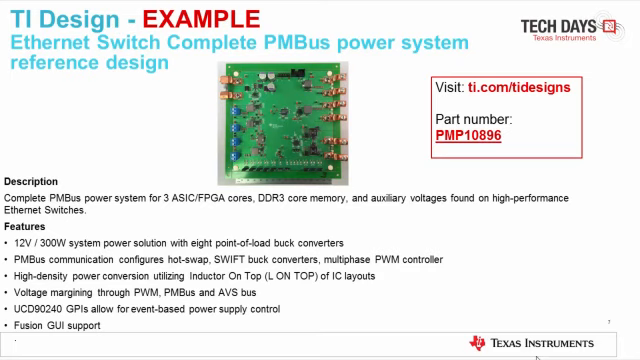It uses PMBus communication to configure all the PMBus ICs from the hot swap to the SWIFT buck converters to the multi-phase PWM controllers. And it enables very high power density power conversion utilizing inductor on top designs to minimize XY area. Voltage margining through PWM, PMBus, and AVS bus is also offered. The UCD90240 GPIs allow for event-based power supply control, and all these PMBus ICs come with Fusion Digital Power Designer and manufacturing GUI support.